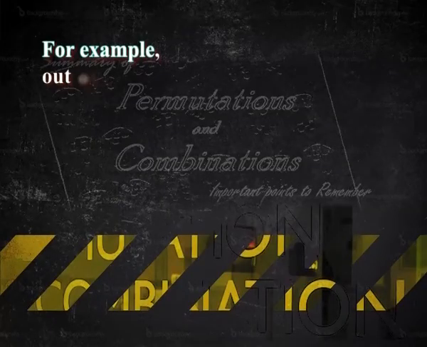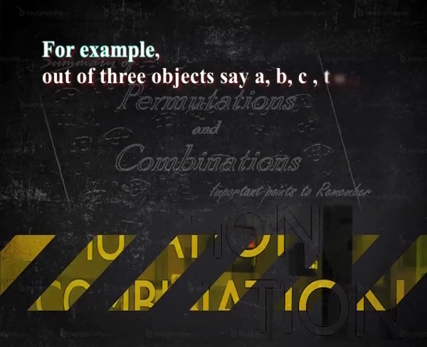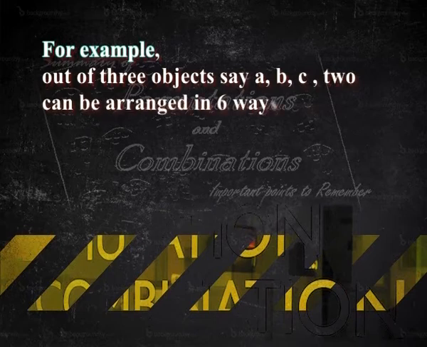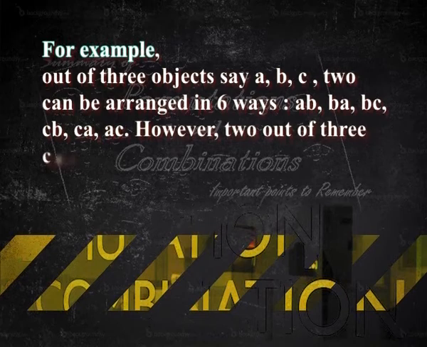Each of the different groups or selections which can be made by taking some or all of a number of objects, irrespective of the order, is called a combination. Sometimes we are interested in arrangement but not selection. For example, out of the 3 objects, say A, B, C, 2 can be arranged in 6 ways, that is AB, BA, BC, CB, CA or AC.